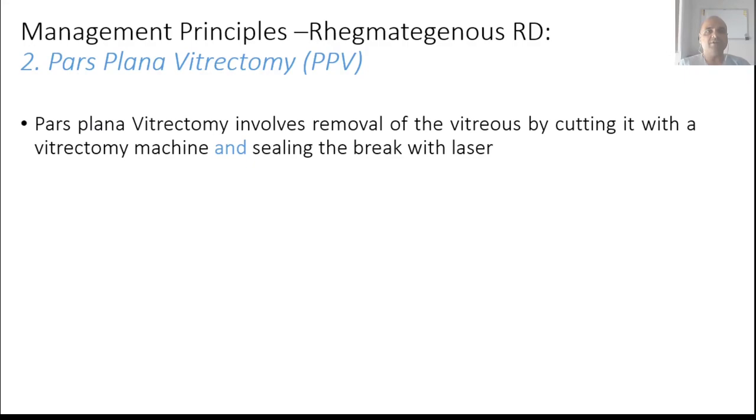The second method we talked about is pars plana vitrectomy, and as the name suggests, it means entering into the eye through the pars plana, a very safe place to enter, as we have talked about before when we were talking about intravitreal injections, because there are no neural elements and very little vasculature. In this case, we enter into the eye through the pars plana and do vitrectomy. Vitrectomy means obviously cutting up of the vitreous by a vitrector.